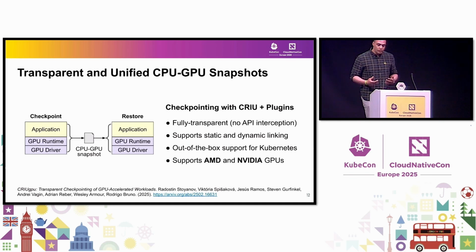And our approach is using recently introduced GPU capabilities that allow you to checkpoint restore the state of GPU applications. We call this transparently unified CPU GPU snapshots because it allows you to create a single snapshot that combines both CPU and GPU state. It's fully transparent to the application. It works with both static and dynamic linking, and it's integrated into CRIU through plugin mechanisms. So this allows us to use it, for example, with Docker, Podman, other container engines, and Kubernetes.